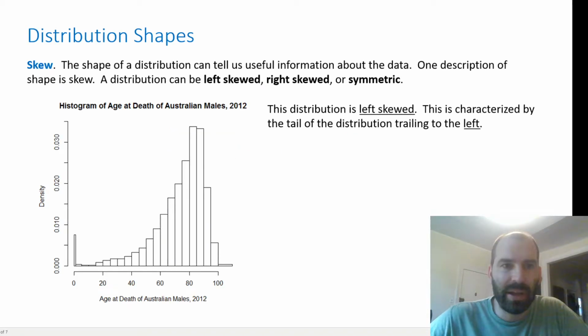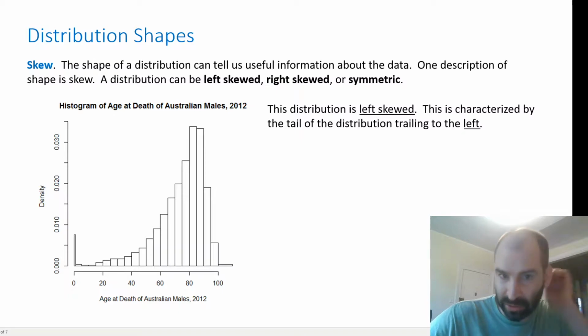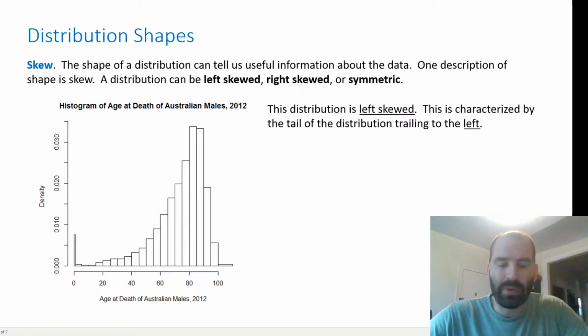Here we have a histogram, and this is going to illustrate the idea of skew. Histograms can be left skewed, right skewed, or symmetric. This histogram, which is measuring the age at death of Australian males in 2012, is a left skewed histogram. Now, you might think, well, that seems opposite of what I'm seeing here, because the bump on this distribution is shifted off to the right.